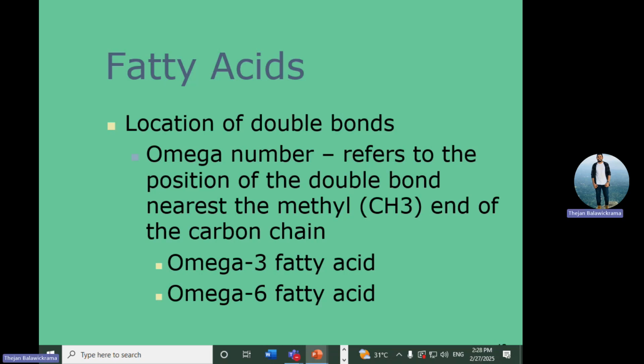Normally, if you remember organic chemistry, we used to give the least number to the carboxylic acid group, 1, 2, 3, 4, 5, 6. But that is in organic nomenclature. Medical wise, this is a compulsory thing to be present in a fatty acid.